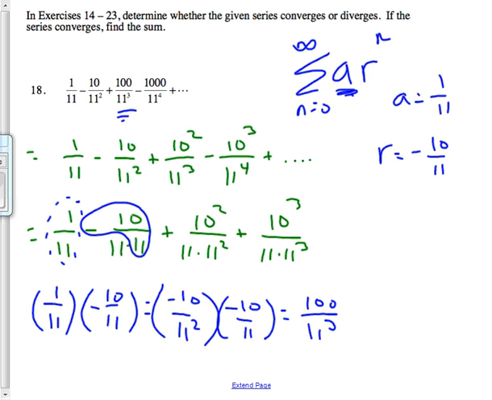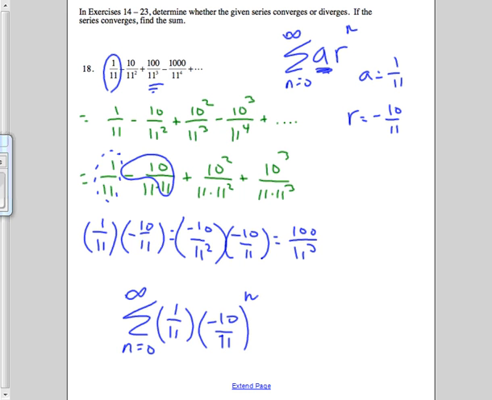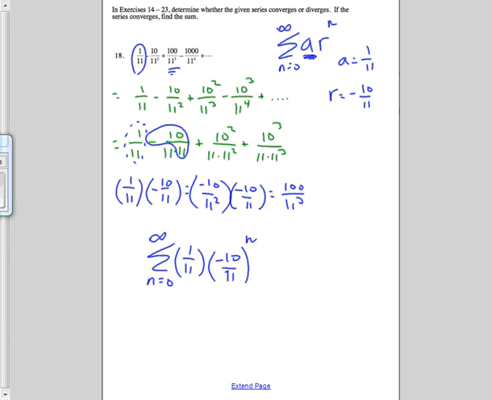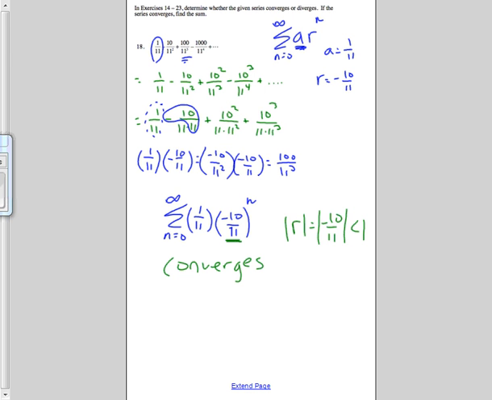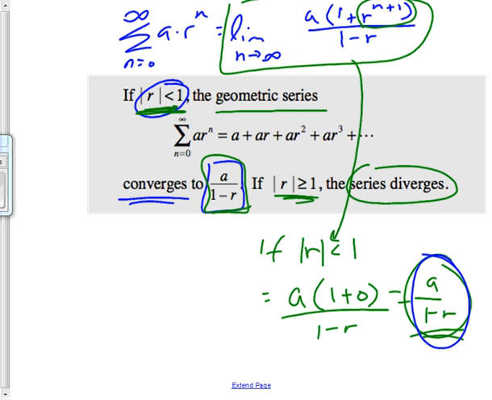By identifying this pattern, I'm able to model this series as the sum from n equals 0 to infinity of a times r to the n, where my starting value a is 1 over 11 and r is negative 10 over 11. Right away, I know that it converges, because the absolute value of my r value, the absolute value of negative 10 over 11, is less than 1. So I know that my infinite series will converge, and it's going to converge to a over 1 minus r. Remember, going back a couple slides, provided that the absolute value of r is less than 1, that's what it converges to.